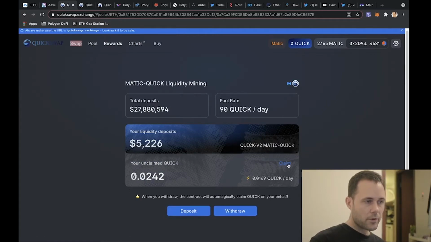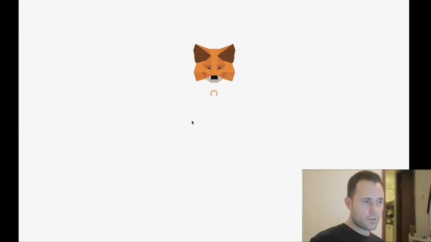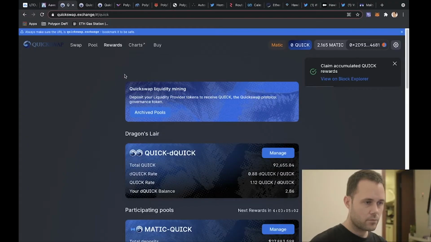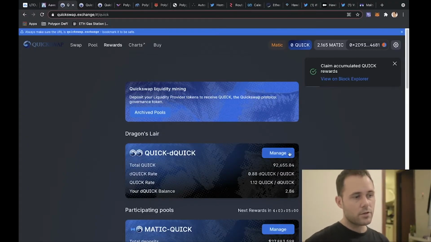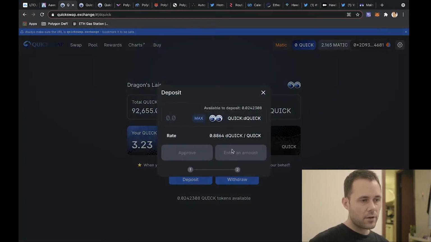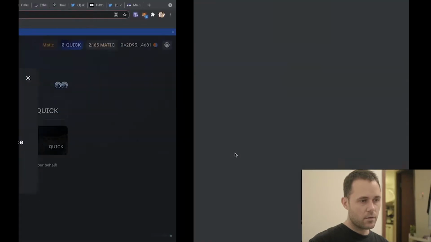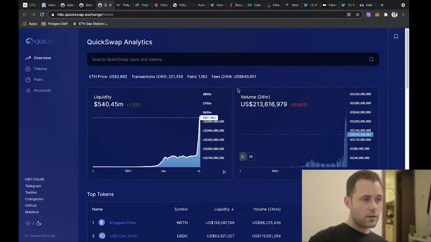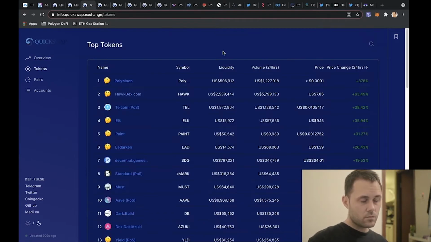And what I'll be doing is just claiming from a Matic QuickPull. And then I'm just going to roll this into the Dragon's Lair and just keep compounding this. Looking at the analytics, it seems we're settled at 540 million and the volume is keeping steady, so we just kind of took that next level up.